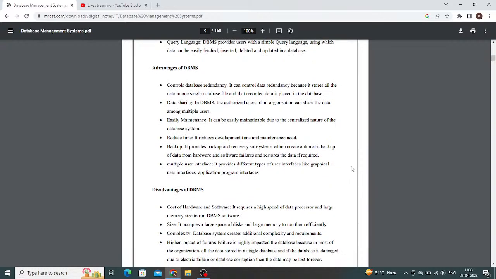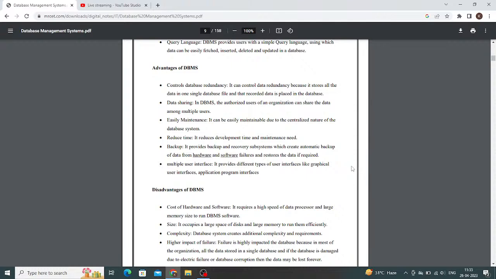Advantages of a database: control database redundancy. It can control data redundancy because it stores all the data in one single database file, and that record data is placed into the database. Okay. And data sharing: in a database, the authorized users of an organization can share the data among multiple users. Easy maintenance: it can be easily maintained due to the centralized nature of the database system.